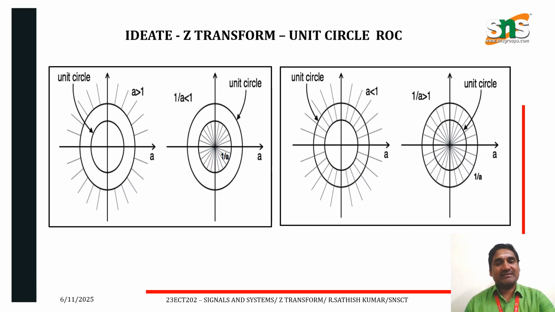This is the Z transform unit circle ROC. Here, mod a greater than 1 means the circle is represented by a, and the outside of the circle is the ROC, a greater than 1. 1 by a less than 1 means inside the unit circle, and the shaded part is the ROC. Mod a less than 1 means outside the unit circle is the ROC. 1 by a greater than 1 means both sides of the unit circle, and the shaded part will be the ROC of the Z transform.